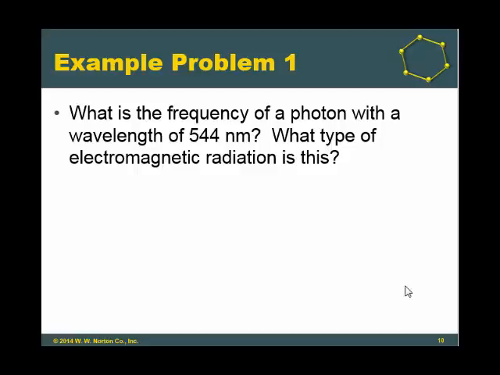So let's look at this example problem. What's the frequency of a photon with a wavelength of 544 nanometers? And what type of electromagnetic radiation is this?